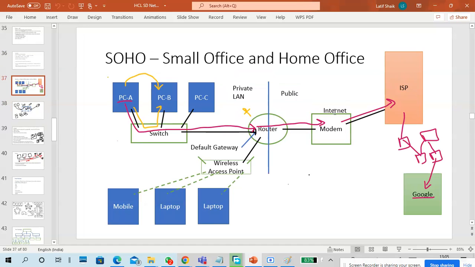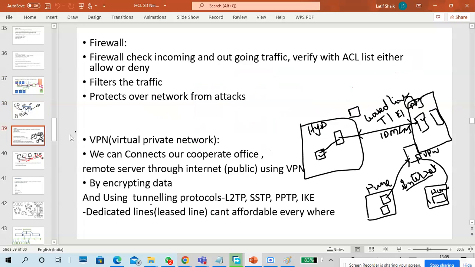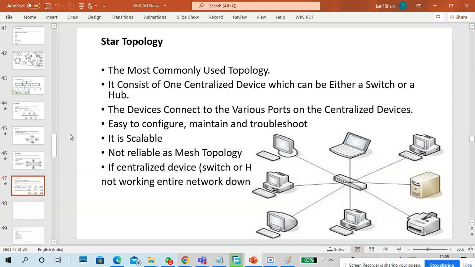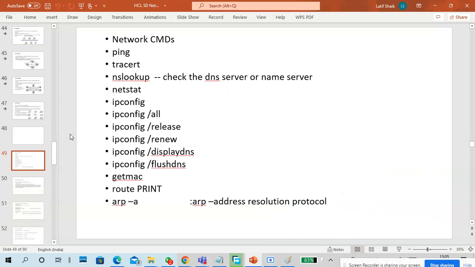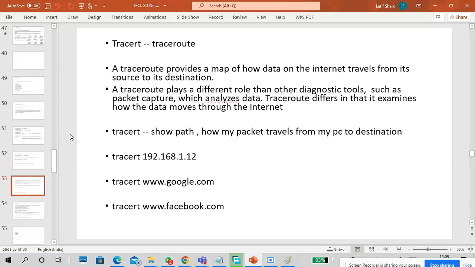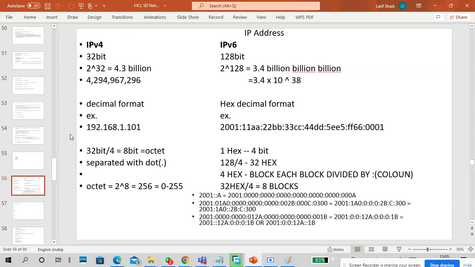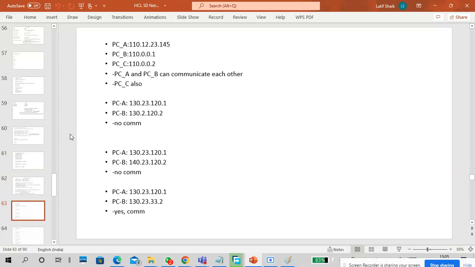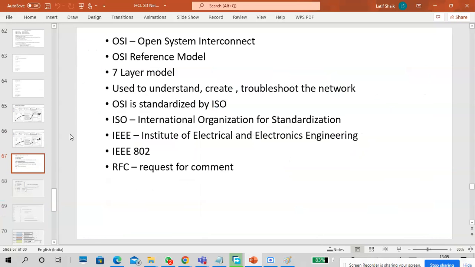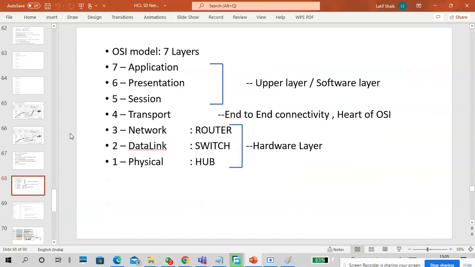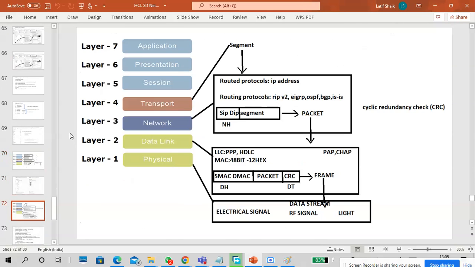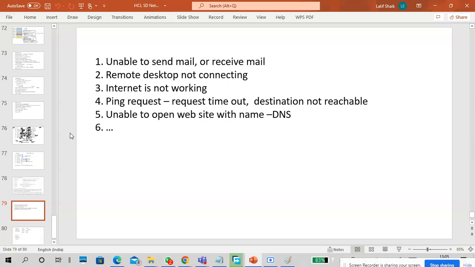This is the diagram I already gave. So physical topologies and all: ring topology, star topology, different commands we use in networking, what is tracert and all, and about IP addresses. Okay? So about classes, how to check the IP address, how to configure a manual IP address, how to configure from DHCP, and also what are the OSI layers, what are the port numbers, protocols. This explanation is also there.